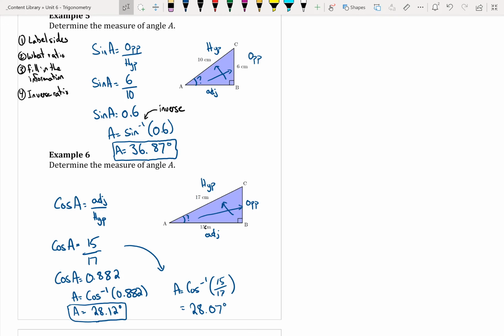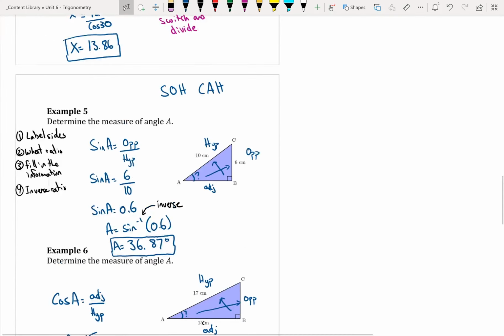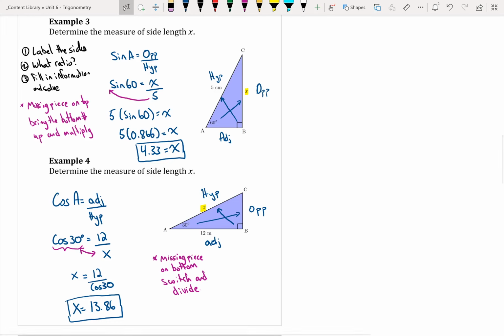For finding a side length, there are two methods. I'll scroll back up. The two different ways: if the missing piece is on the top, you bring the bottom number up and you multiply. Or if the missing piece is on the bottom, you switch these two and divide. So those are the two methods for finding a side length.